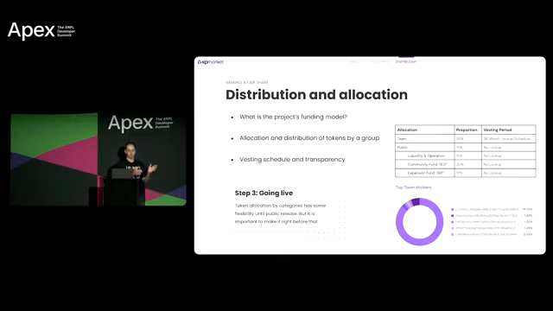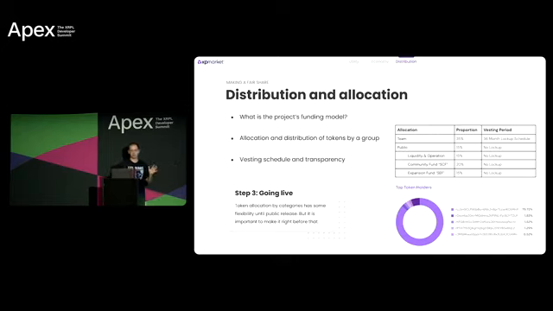So in the first example on the table, you can see that there is quite a large chunk which goes to the team, and they place themselves first. So that quite shows the focus, I'd say. They claim the token lock is present, but in fact it is not.